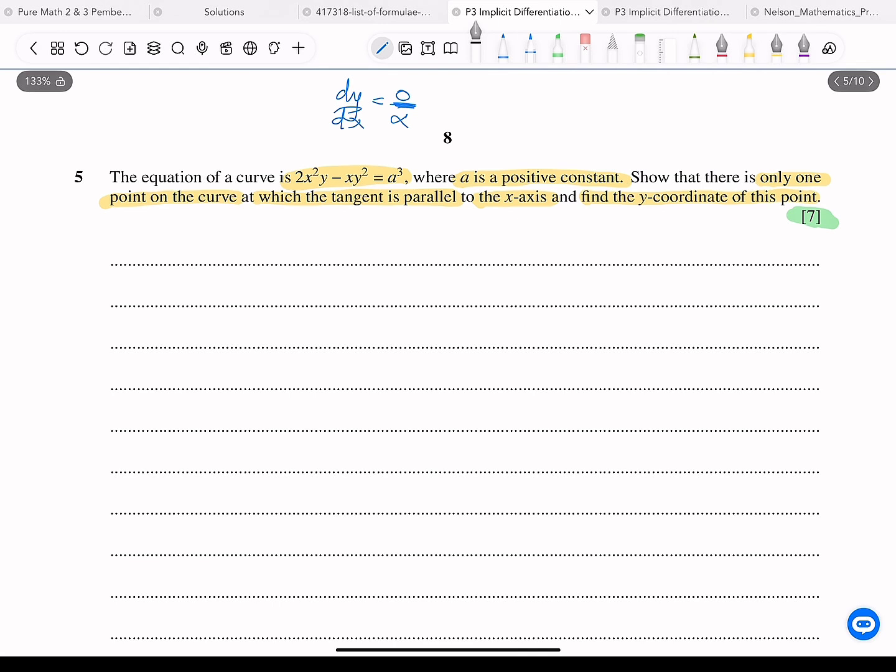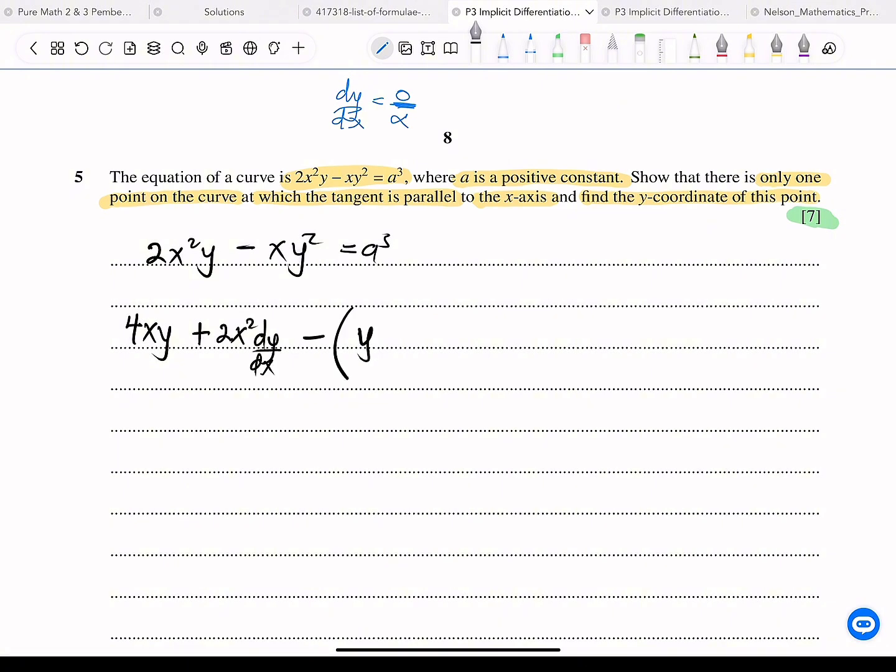So we have 2x squared y minus x y squared equals a cubed. So we differentiate. I'll first differentiate the x. That'll give us 4xy. Plus, now I'll keep the x and differentiate the y. I'll get dy dx. Minus, then into bracket, I'll differentiate the x. I'll get y squared. Plus, now I keep the x and differentiate the y. I get 2y dy dx. You always include the dy dx.